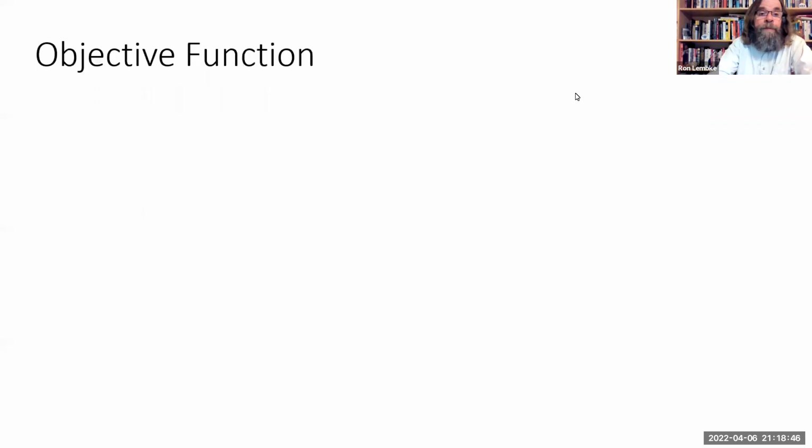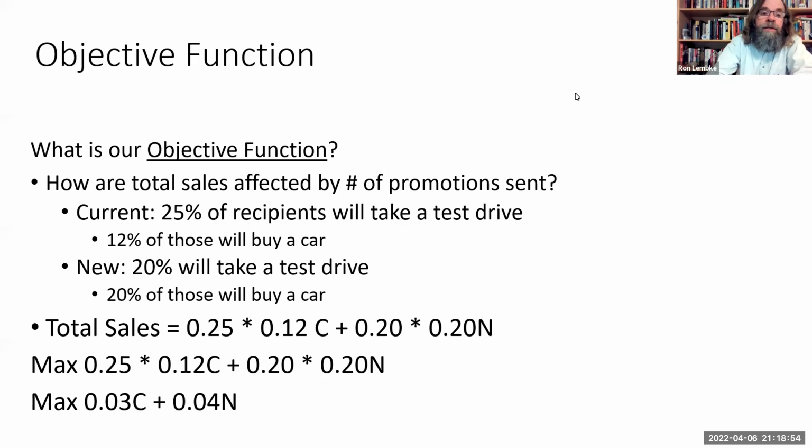Pretty straightforward. Now, how do we write our objective function in terms of those two variables? Because our goal is to sell more cars, but we don't get to directly decide how many cars we sell. We just decided that the decisions that we can control are how many promotional offers to send out. So what's the connection between the promotional offers and the number of cars sold?